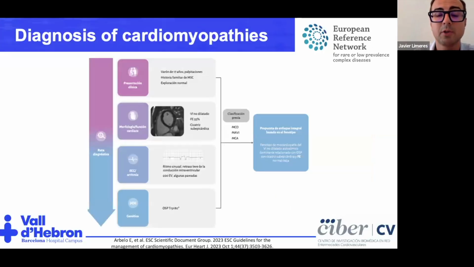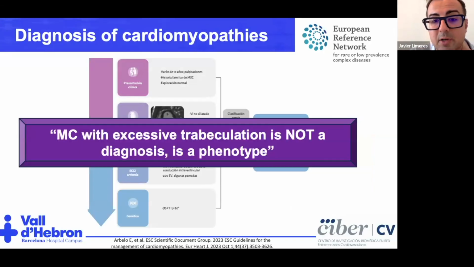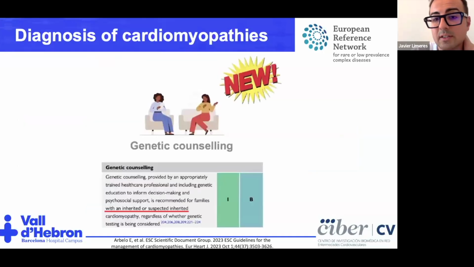And sometimes, when you have a diagnosis of excessive trabeculation, if you use the last guidelines of the ESC group, you have not a diagnosis. You have only a phenotype, and this phenotype is not the name of the disease. You need to find the genetic background to know the future of this patient and to have a good assessment and genetic counseling or medical counseling.